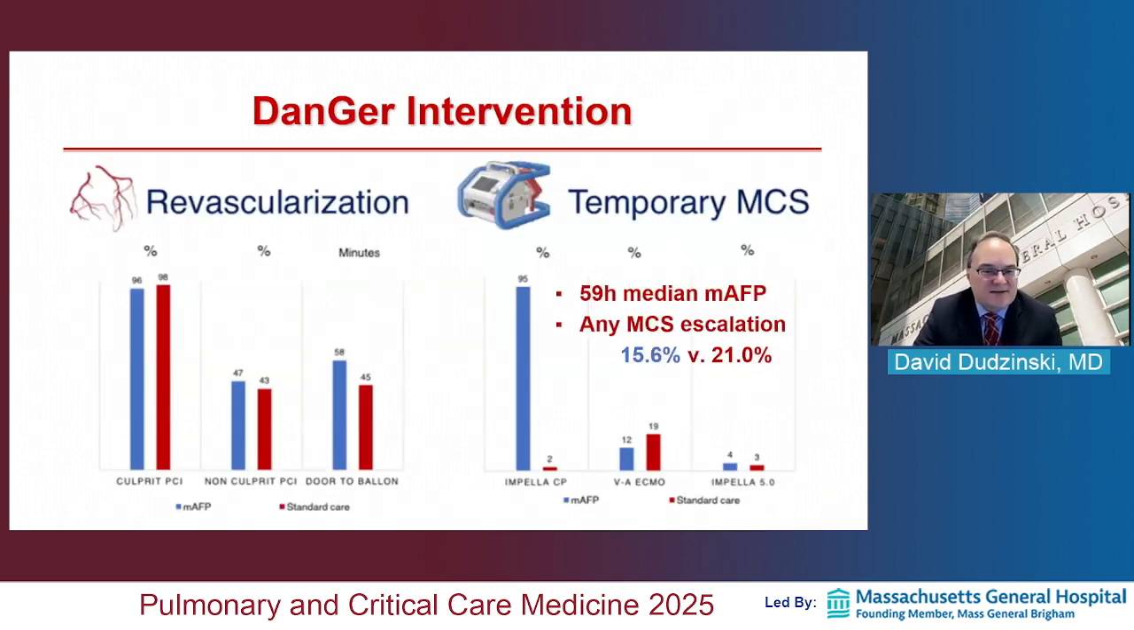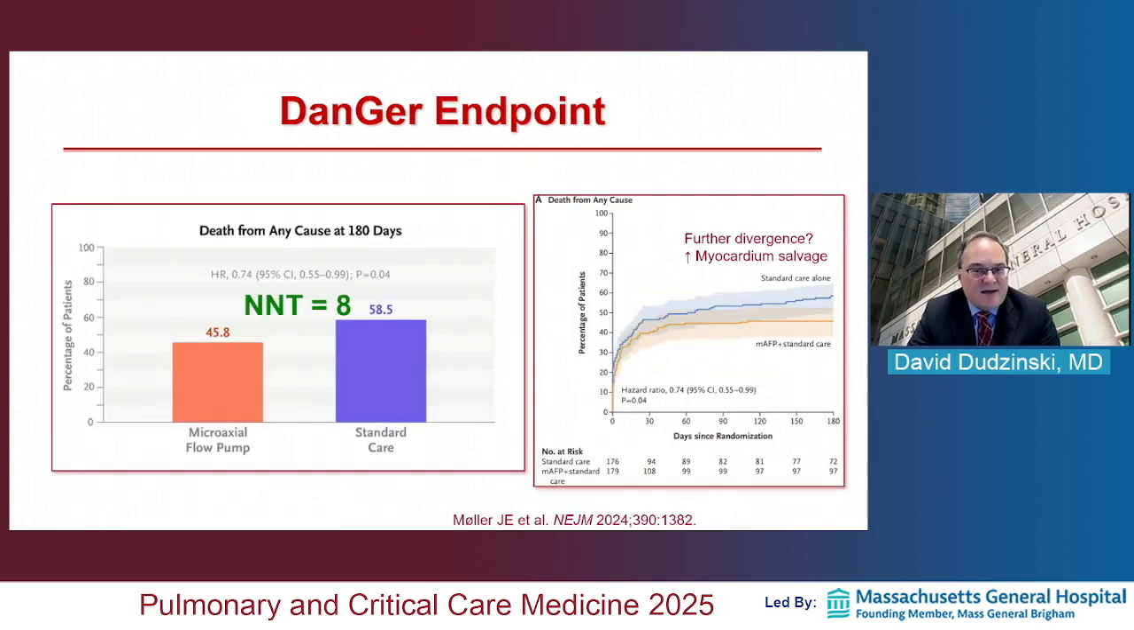All the patients got revascularized in both arms. Basically, the trial showed that most of the patients got Impella, a few crossovers, and then there was a few other crossovers to ECMO as a bailout strategy. The top line result, the curves actually diverge, and this was quite surprising at ACC 2024. They actually showed that the axial flow pump added to standard of care AMI cardiogenic shock improved mortality at 180 days, the number needed to treat of 8.